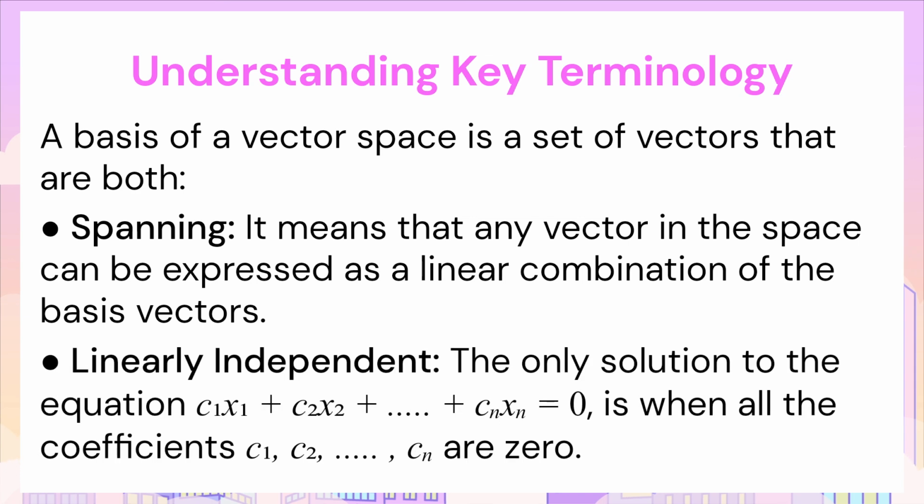Linearly independent vectors are a set of vectors where none can be expressed as a linear combination of the others. In other words, the only solution to the equation c1x1 + c2x2 + ... + cnxn = 0 is when all the scalar coefficients are equal to 0.